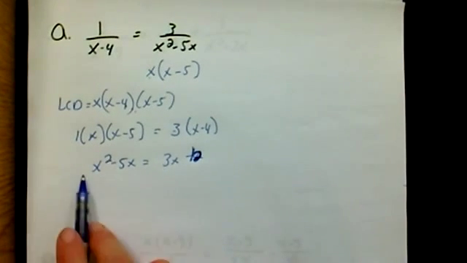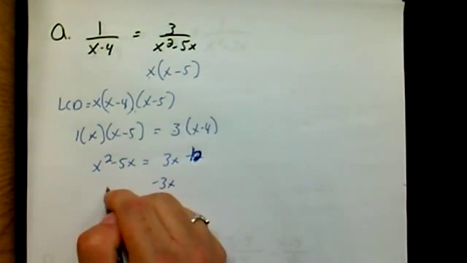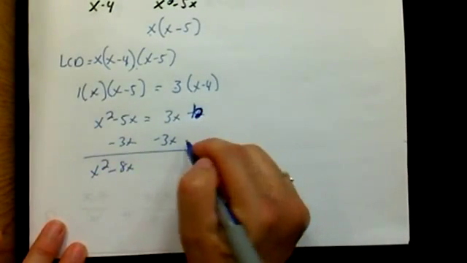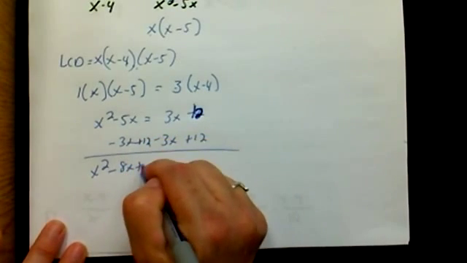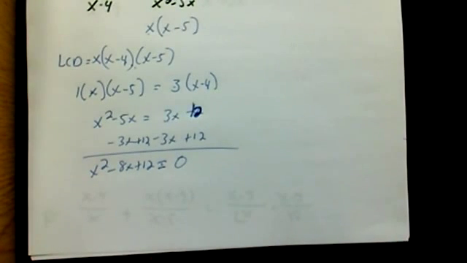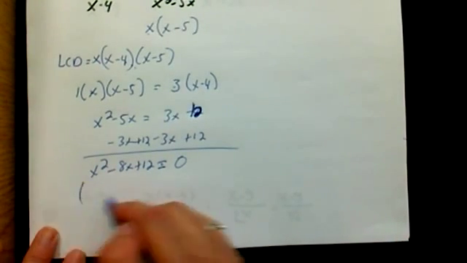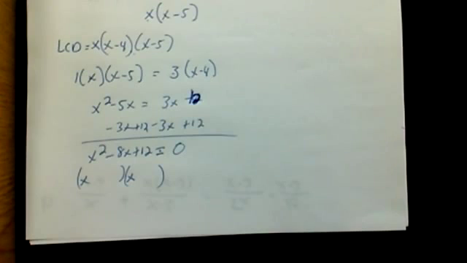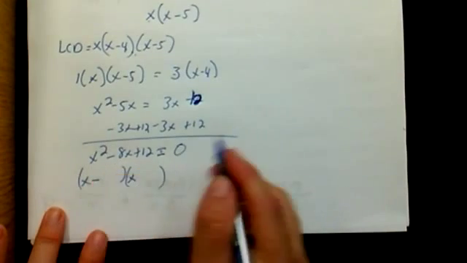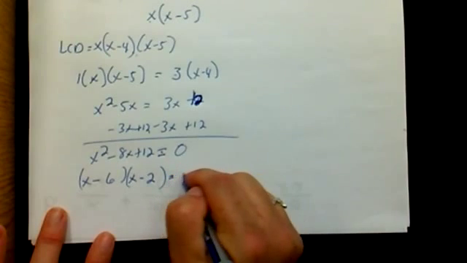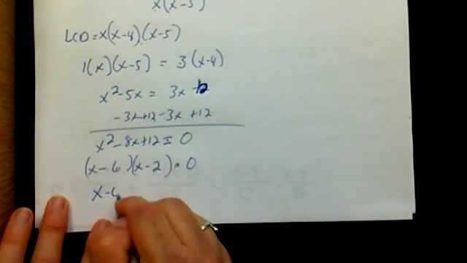So, combine everybody, get them all on one side. So I'm going to subtract 3x. Then I'm going to add 12. And I'm going to set that equal to 0. Factor it. So what are factors of 12? Positive 12, that give me a negative 8. Negative 6 and negative 2 should be what I have. Set each equal to 0.